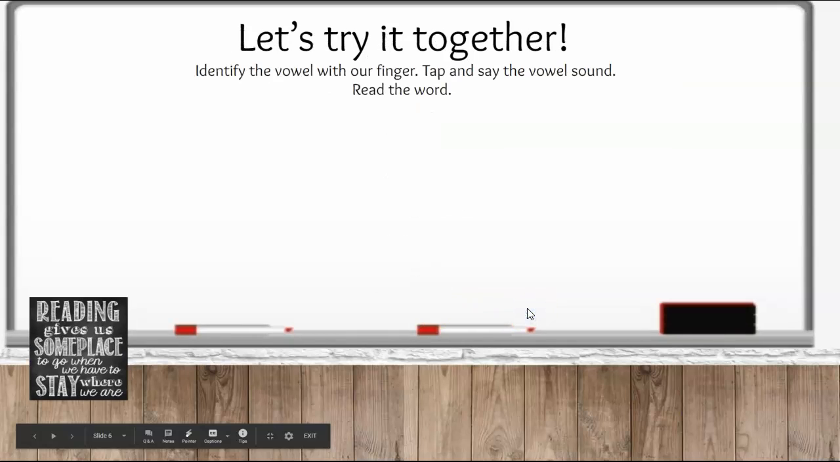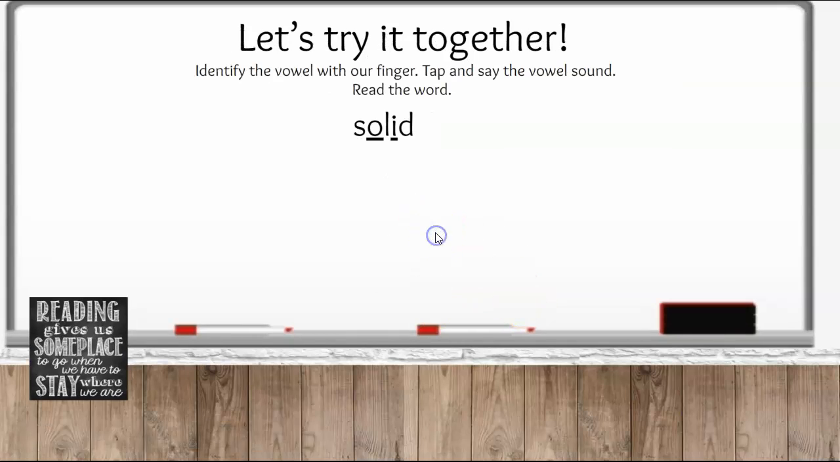All right, so let's try it together. Here's our first word, and it has two vowels. We have the O and the I. Short O says ah, short I says I. This word is solid. Our next word also has two vowels, an O and an E, and they both say the short vowel. So we've got ah and eh, k, on, t, s, t, contest.